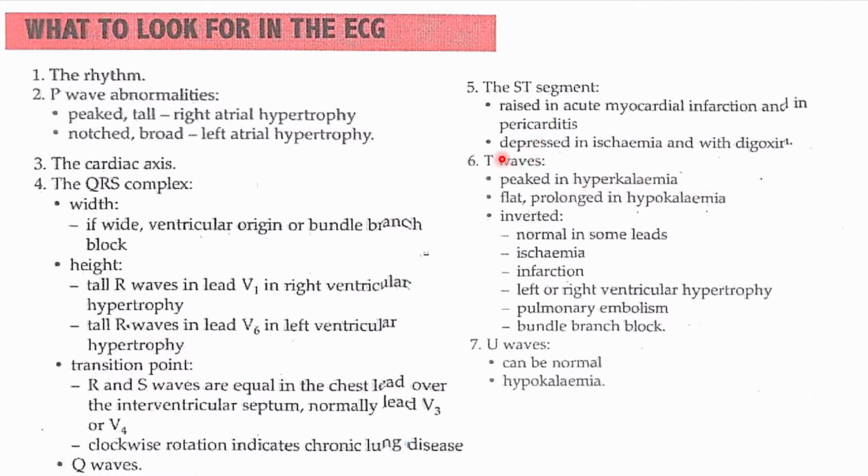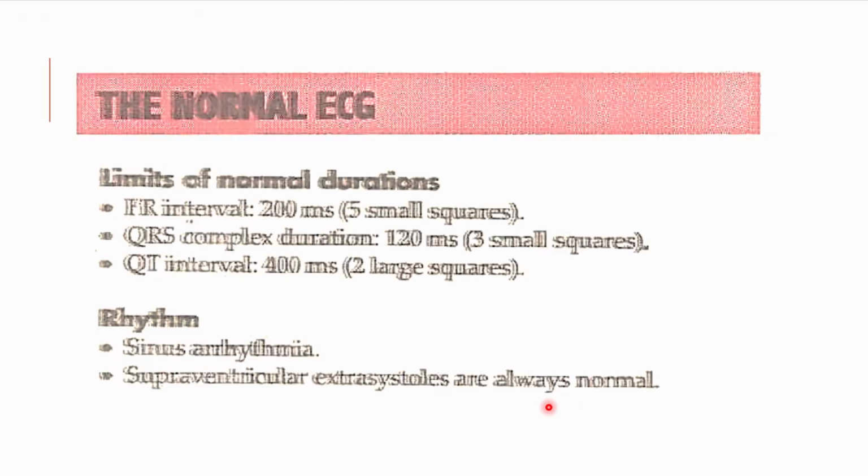Then you look at the T waves. Are they peaked, as in hyperkalemia? Are they flat or prolonged, as in hypokalemia? Are they inverted? In some leads they are normally inverted, for example in lead AVR. They're inverted in ischemia, infarction, left and right ventricular hypertrophy, pulmonary embolism, and bundle branch block. Do you have any U waves present? This can be normal if the heart rate is slow enough, or in patients with hypokalemia.